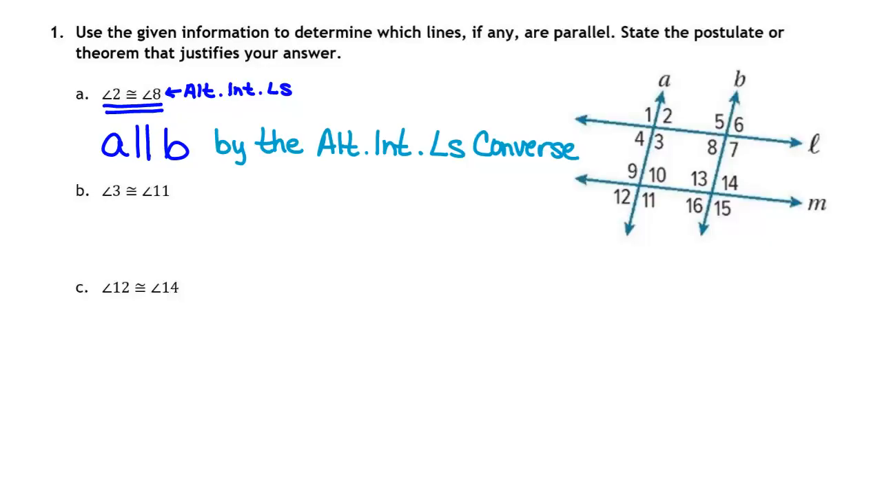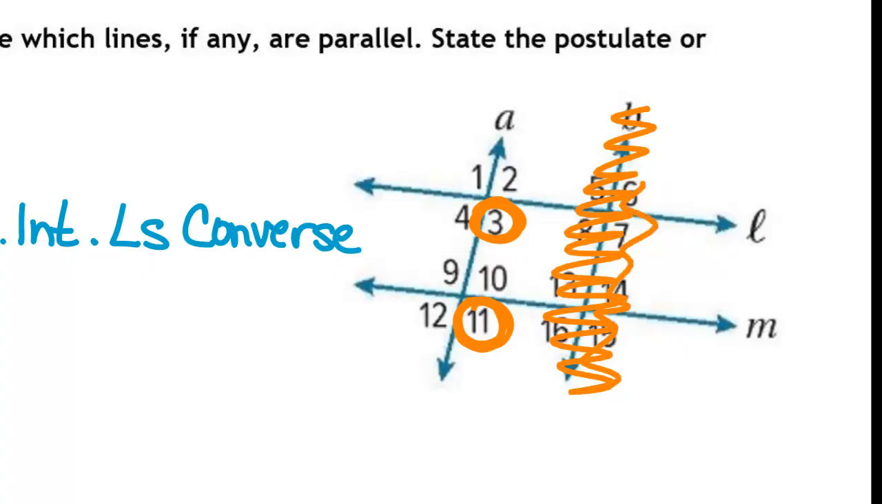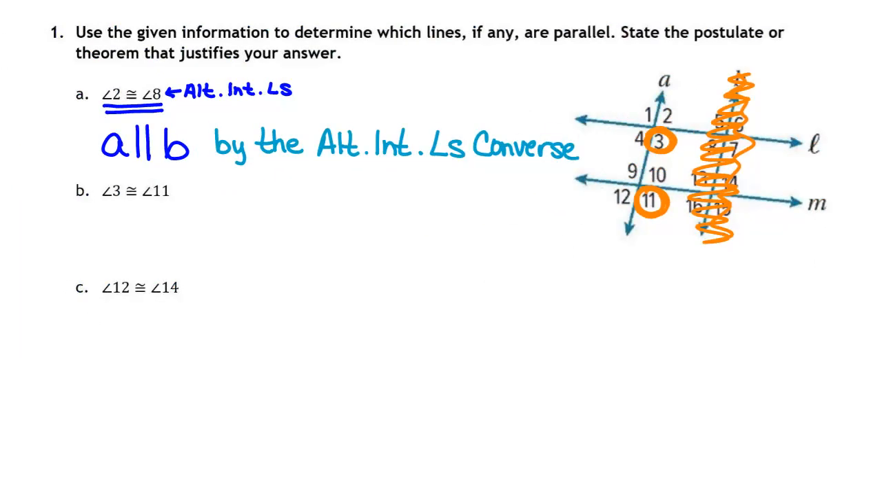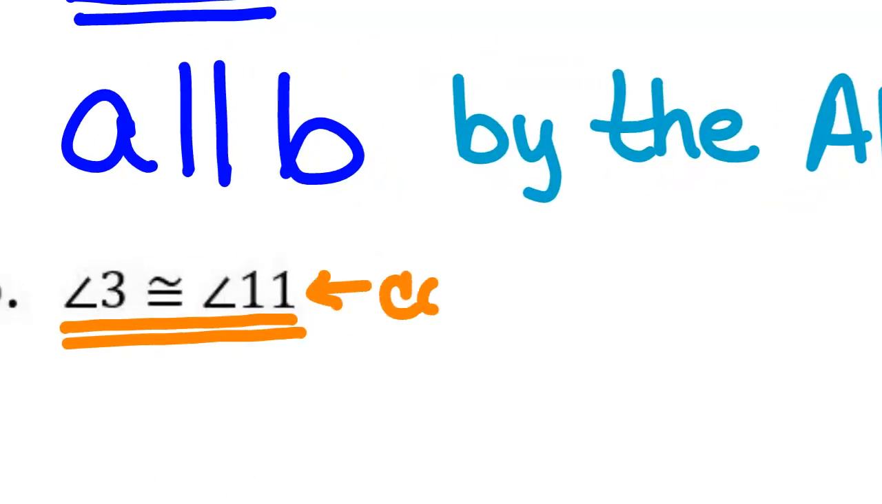All right, let's look at part B here. We have angle 3 and angle 11. Here's 3. Here's 11. Which line or lines do neither of those touch? They don't touch B at all, so I'm totally ignoring this for right now. I'm going to ignore that line because neither of my angles touch that line. What type of angles are 3 and 11? Not consecutive, but you're close. They're corresponding. These are corresponding angles.